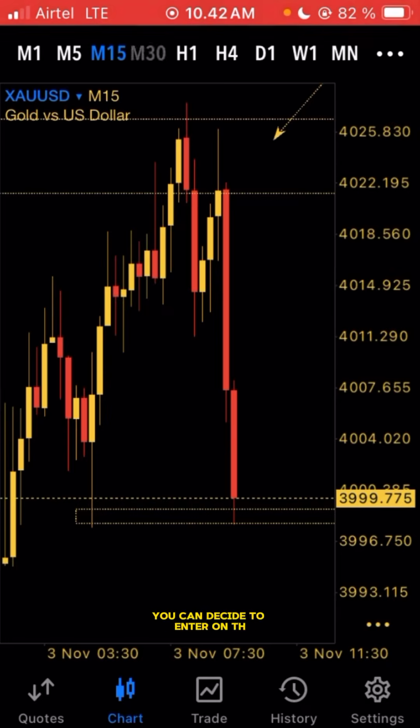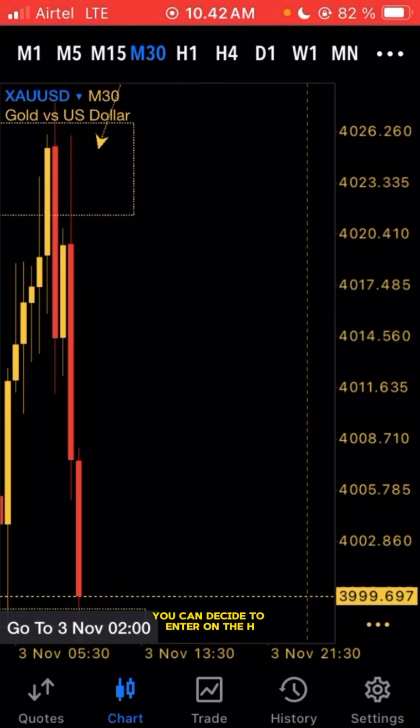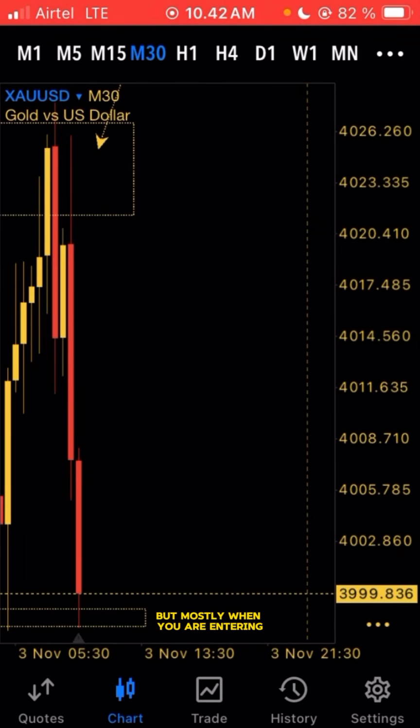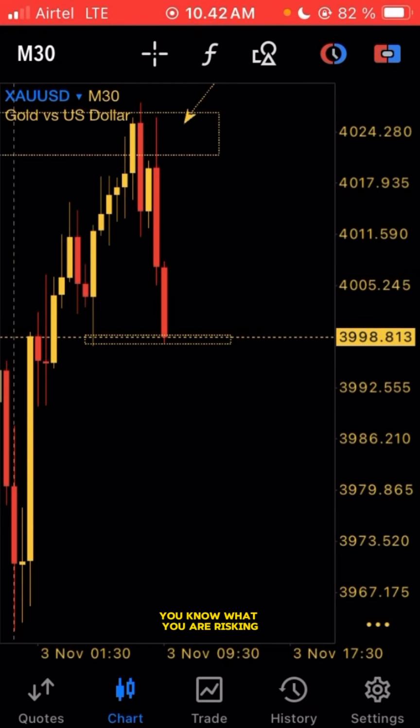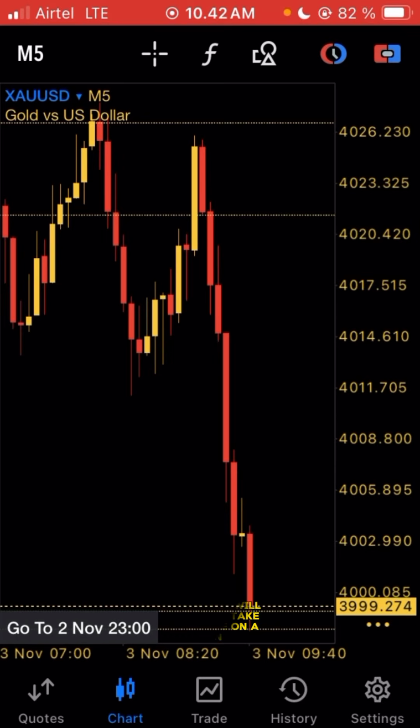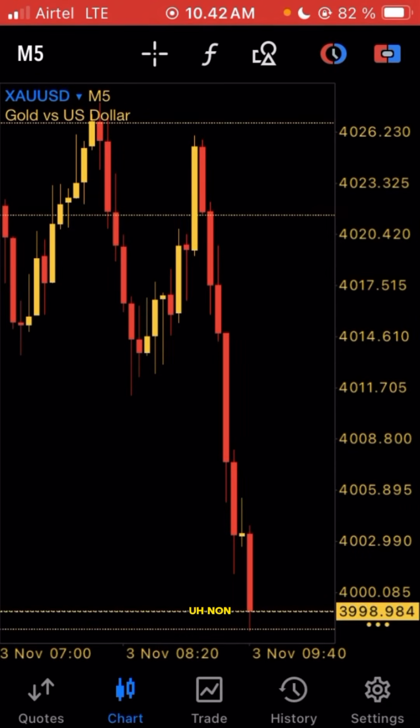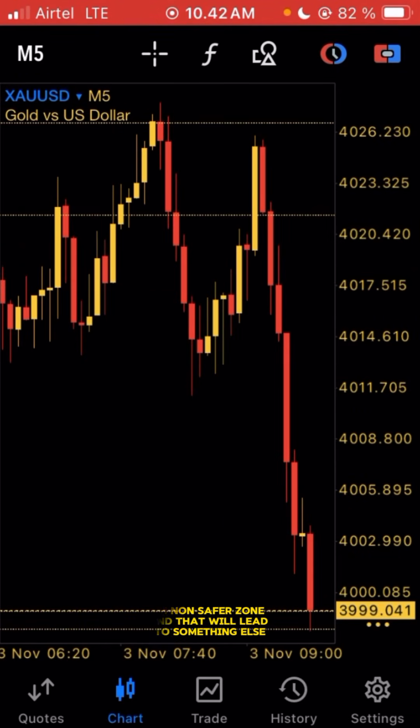You can decide to enter on the M30, you can decide to enter on the H4, but mostly when you are entering, so that when you are putting your stop loss, you know what you are risking, so that you will not go and take your trade on a non-safer zone, and that will lead to something else.